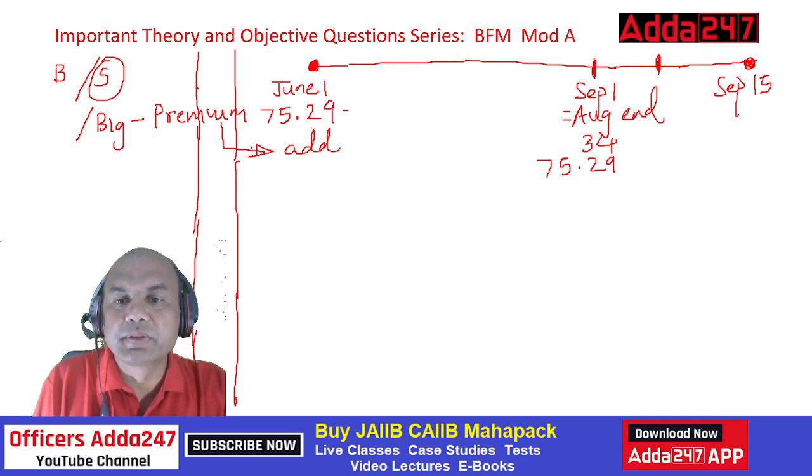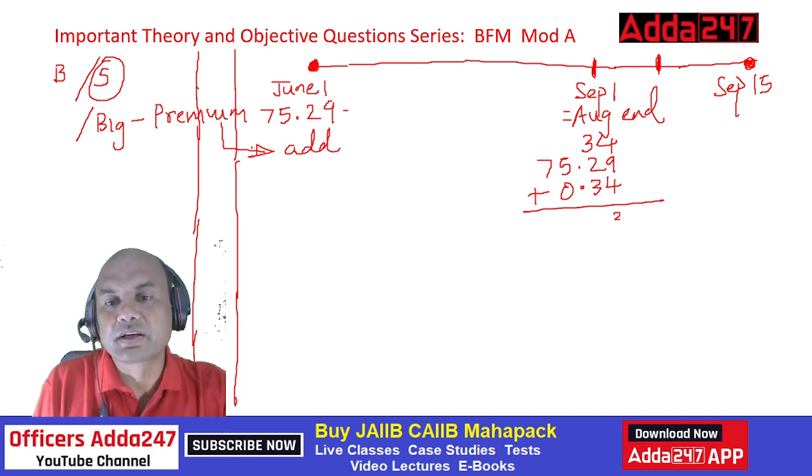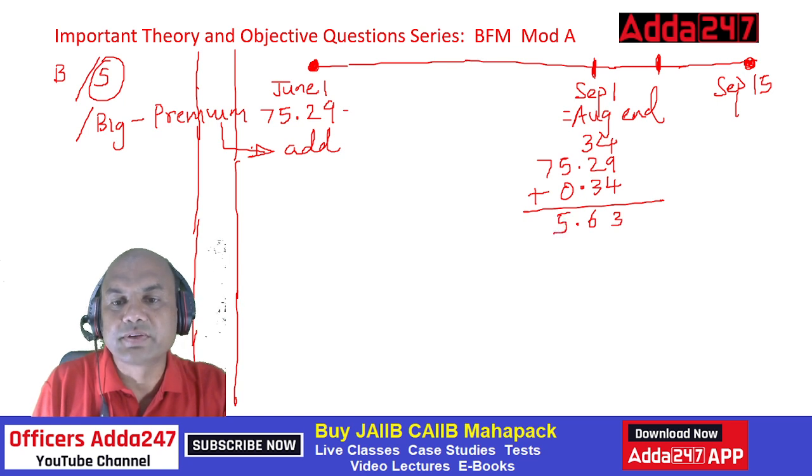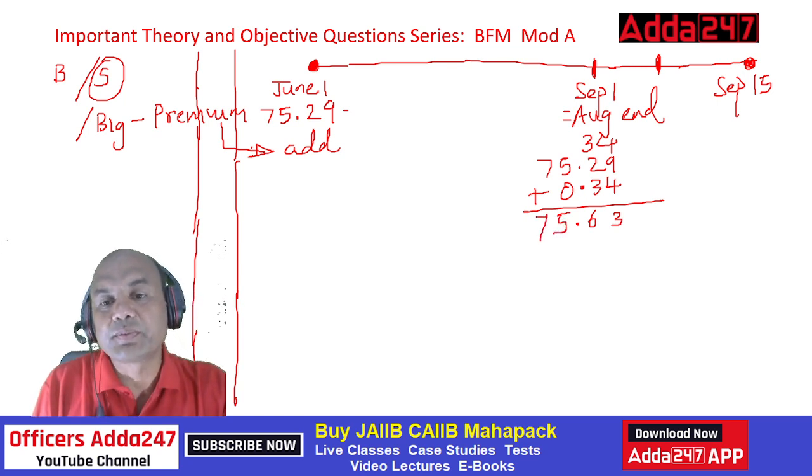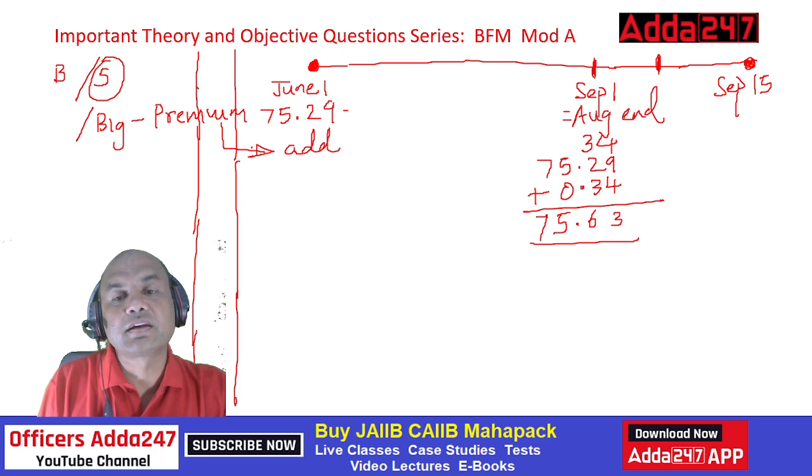75.29 plus 0.34. Okay, so now add this. 9 plus 4 is 13. 3 plus 3 is 6. Plus 5 and 7. So 75.63. So is this my final rate?